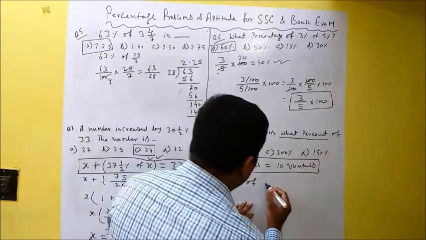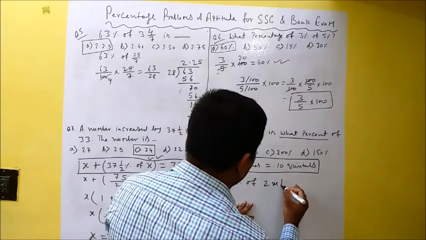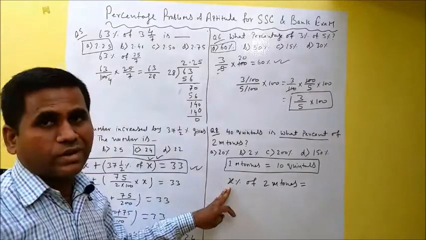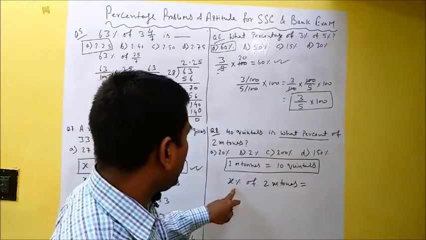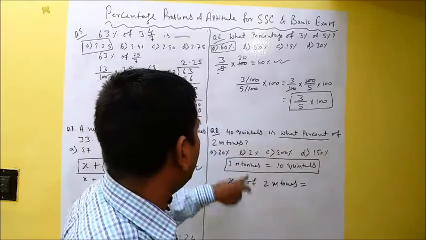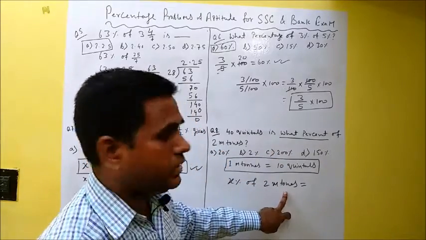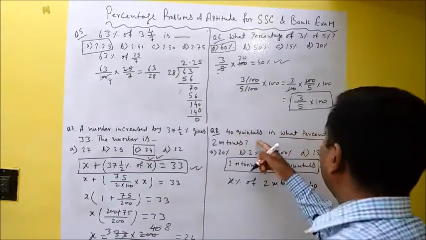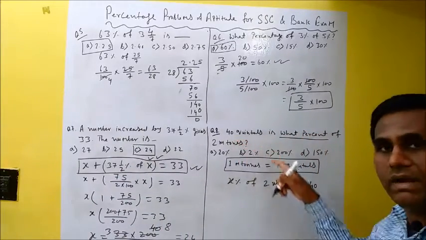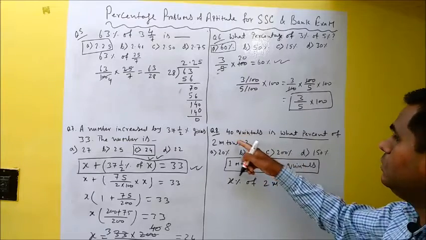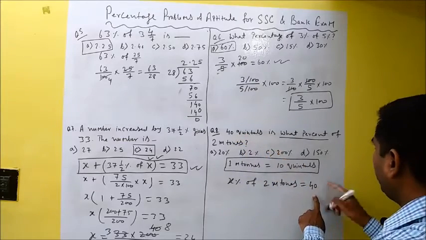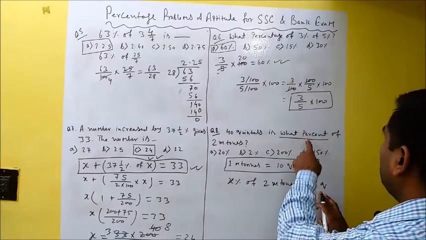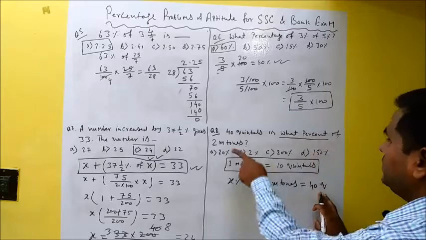So x percent of 2 metric tons is equal to, yes, I'm not writing anything from my side, only from the question. x percent of 2 metric tons is equal to 40 quintals. It's given here, no? Sometimes they will give it at the end, sometimes they will give it in the beginning. So 40 quintals, I'll write here Q for quintals, is x percent of 2 metric tons. What percent of 2 metric tons?